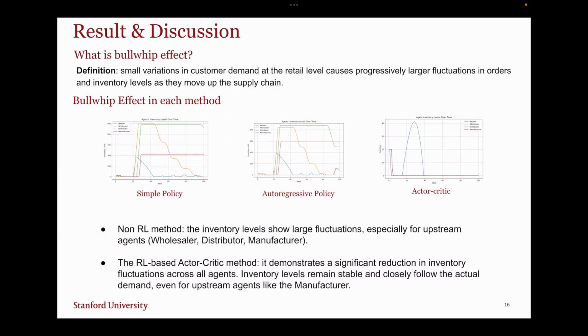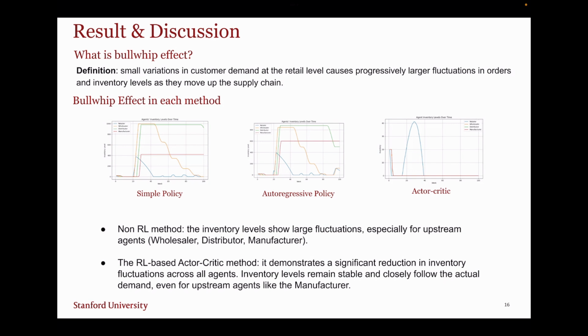In the supply chain system, people usually observe a situation called the bullwhip effect. So what is it? It basically means small variation in customer demand at the retail level causes progressively larger fluctuations in orders and inventory levels as they move up the supply chain. Over the past few years, people have tried different approaches to avoid or eliminate this impact. By comparing the inventory among different methods, we can tell that RL-based methods can eliminate it pretty well, especially compared with the simple and AR policies.